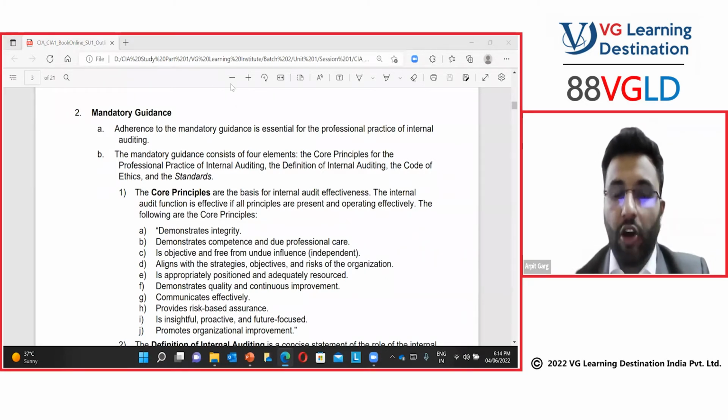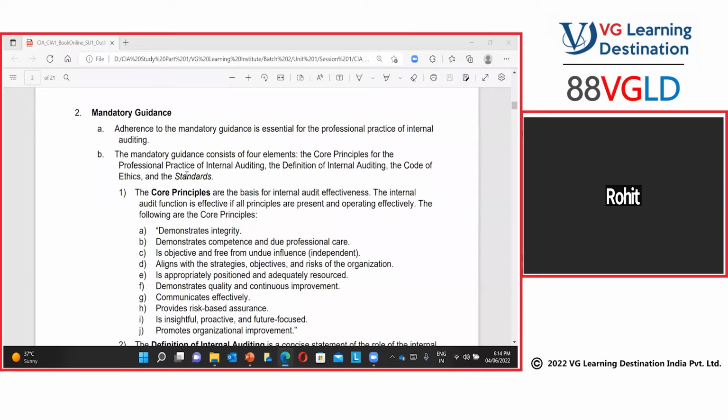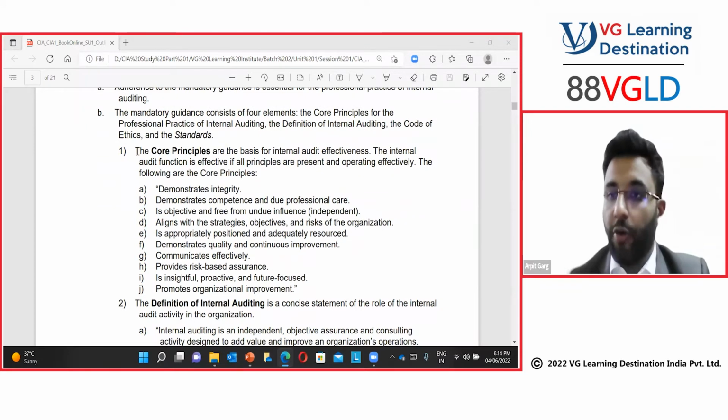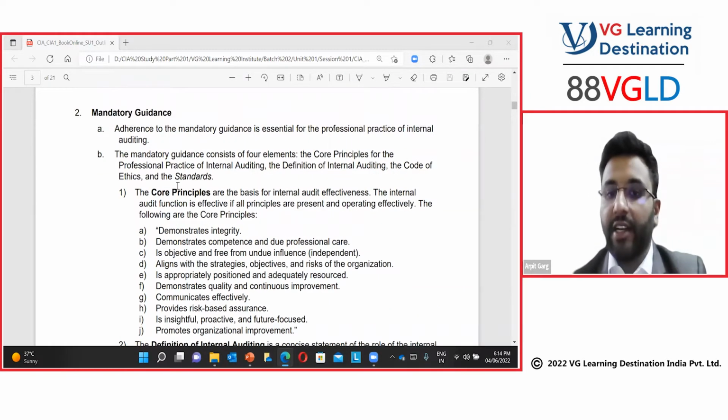Do we need to learn it or do we need to understand it? We need to understand it. Understand it. Okay. All right. So the core principles of internal auditing. Before getting into this, let's try to understand a couple of things more here, folks. So see, we'll understand the definition of internal auditing. We'll understand core principles. We'll understand standards. We'll understand code of ethics.